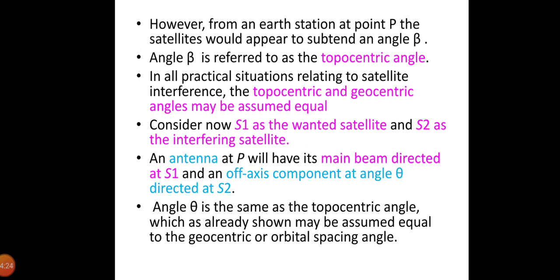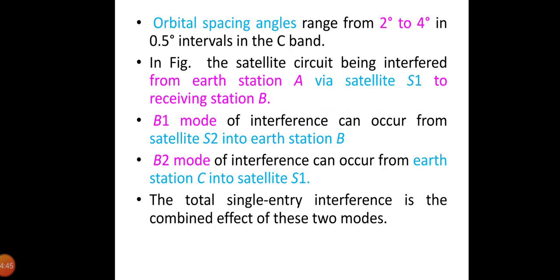Consider now S1 as the wanted satellite and S2 as the interfering satellite. An antenna at P will have the main beam directed at S1 and an off-axis component at angle theta directed at S2. Angle theta is the same as the topocentric angle, which is already shown, and may be assumed equal to the geocentric or orbital spacing angle. Orbital spacing angles range from 2 degrees to 4 degrees in 0.5 degree intervals in the C-band.